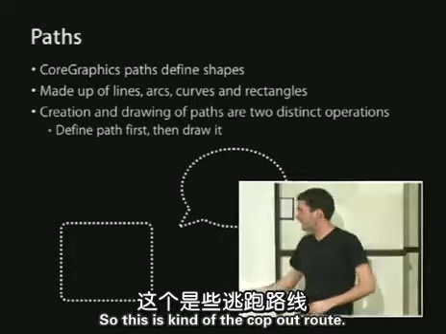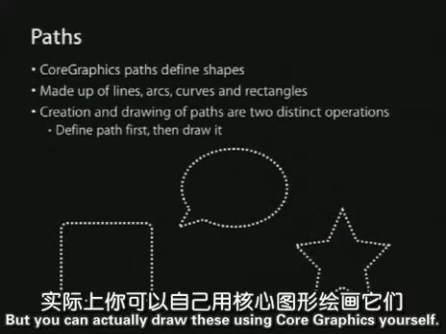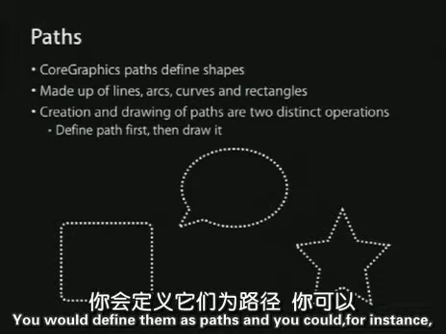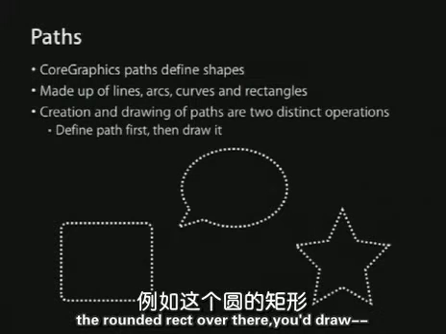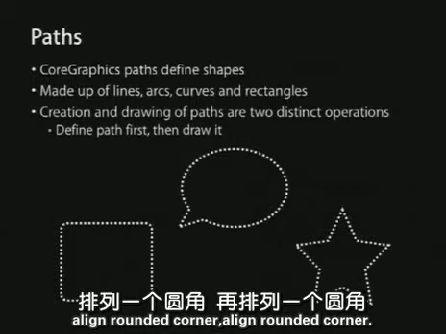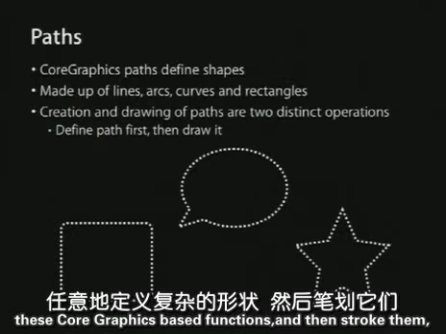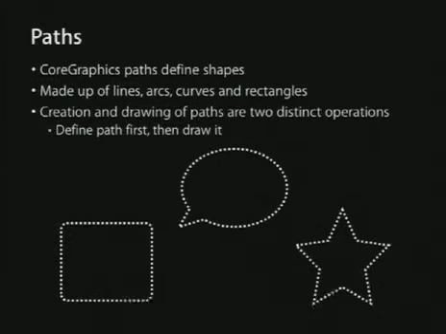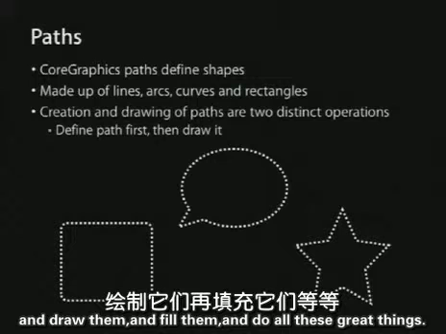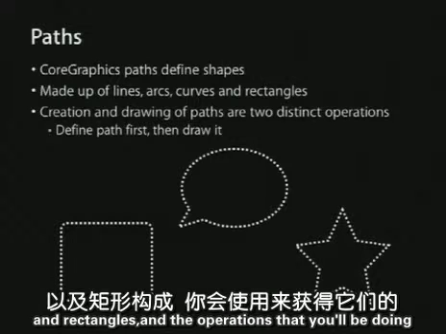So this is kind of the cop-out route. These are just Keynote shapes here, but you could actually draw these using Core Graphics yourself. You would define them as paths, and for instance, the rounded rect over there, you'd draw a line with a little rounded corner, a line, rounded corner, line, rounded corner. Basically, you can define arbitrarily complex shapes using these Core Graphics-based functions, and then stroke them and draw them and fill them and do all these great things. So yeah, they're made up of lines and arcs and curves and rectangles.